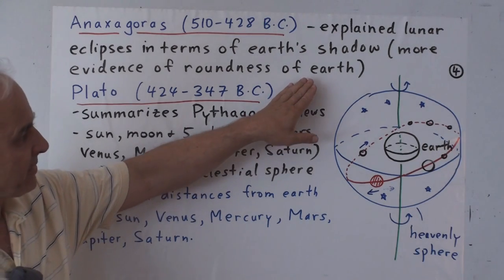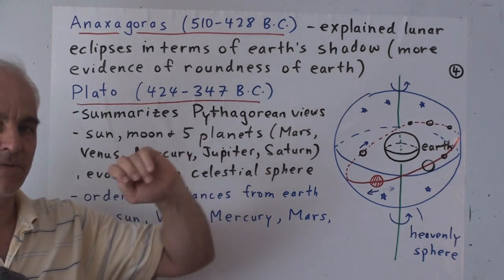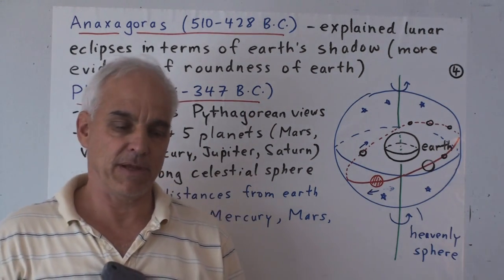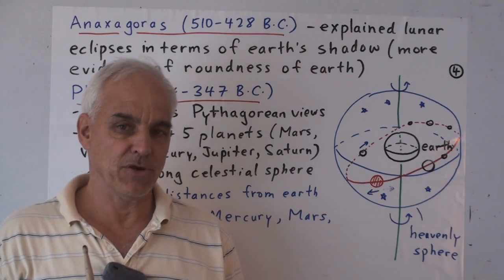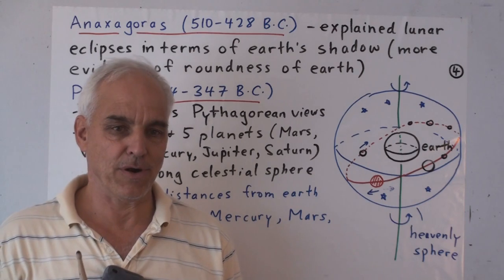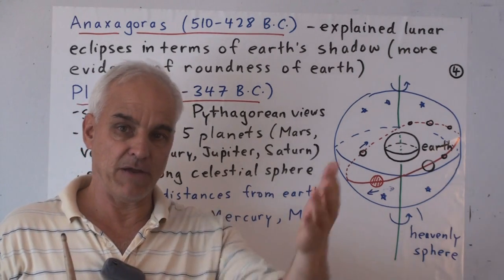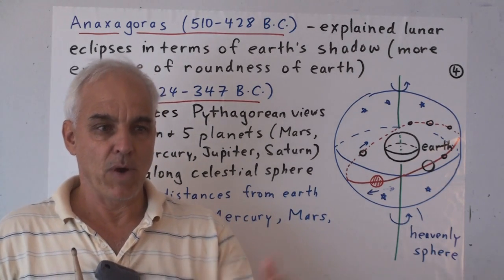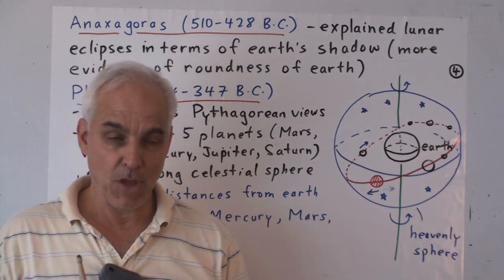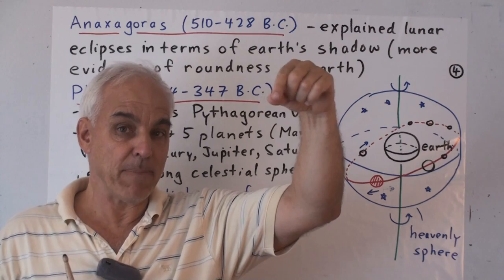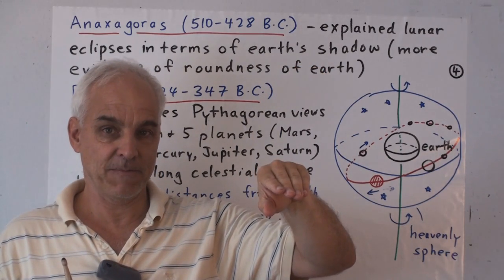But in fact, there was probably other evidence for the roundness of the Earth. This was probably also known from sailors. When you're on a ship sailing on a large body of open water like the Mediterranean, and you come to an island which, say, has a mountain, you're going to see the top of that mountain before you see its base.